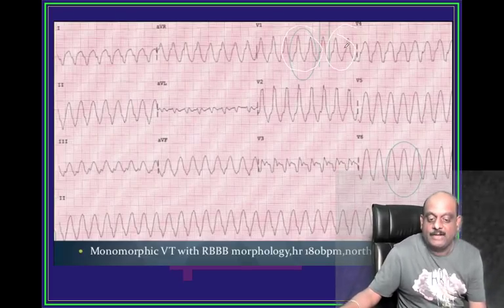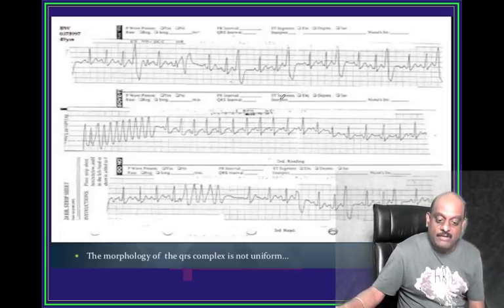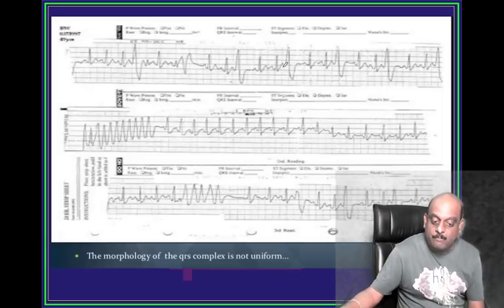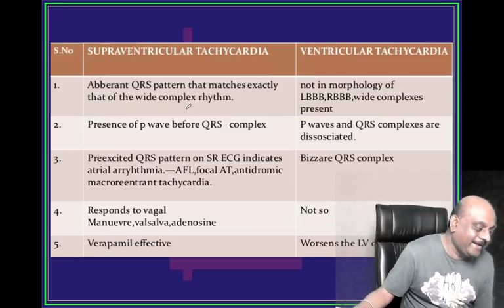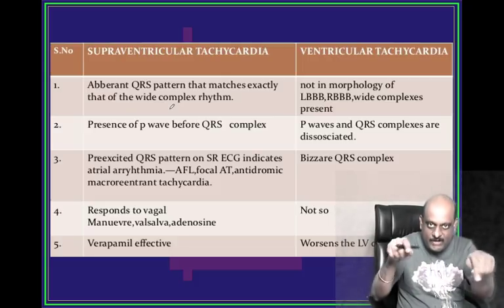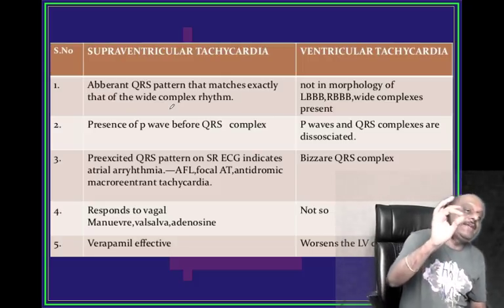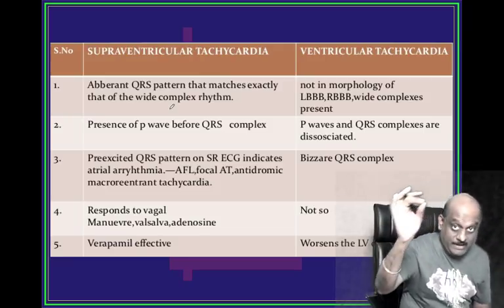So this is an example of a monomorphic VT, monomorphic VT. That is what you are able to see. Then this is an example of a polymorphic VT. Brother, you are seeing this table? Take a screenshot. A question will definitely come in NEET PG 2020.